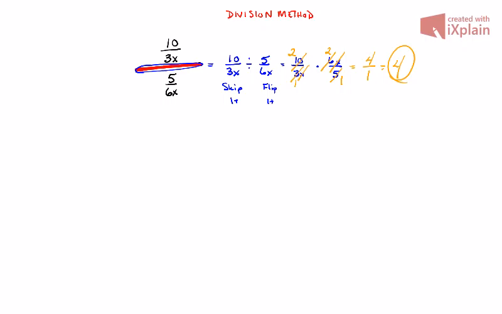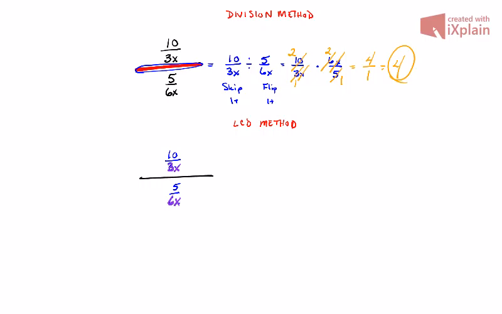Now, let me show you the same idea with the least common denominator method. Okay, so I'm going to rewrite the same problem that we had, so 10 over 3x, all of which is over 5 over 6x. So what you want to do is focus your attention on the denominator of the top rational expression and the denominator of the bottom rational expression. So what is the common denominator, or least common denominator, of 3x and 6x?